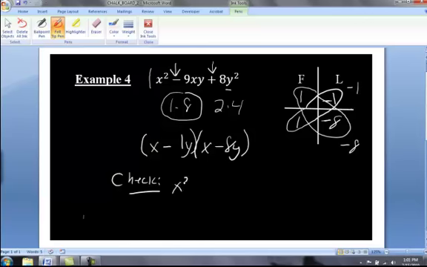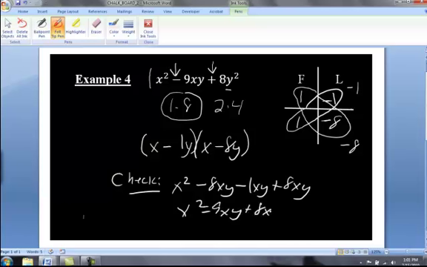This one will give you x squared. In the outside terms, you'd have x times negative 8y, which we always write in alphabetical order. And then the insides would give you negative 1xy. And then the last two would give you positive 8xy. Of course, these two would combine together to give you negative 9xy, so this one checks as well.